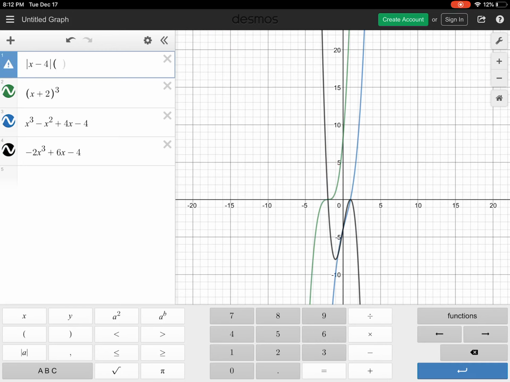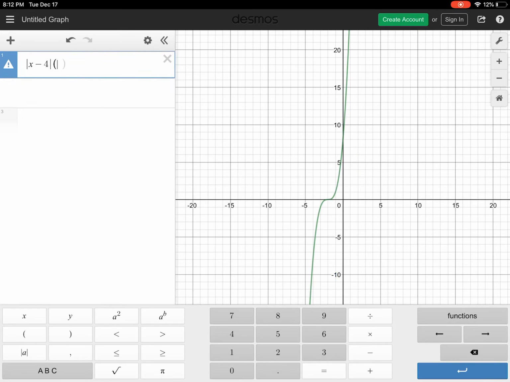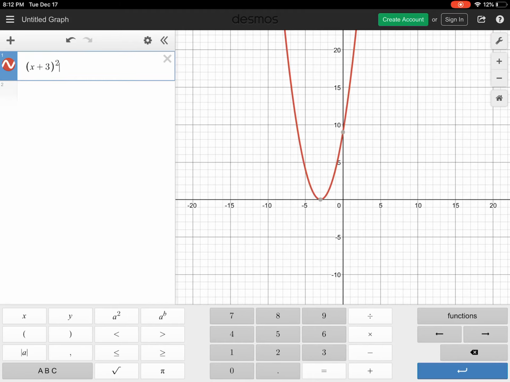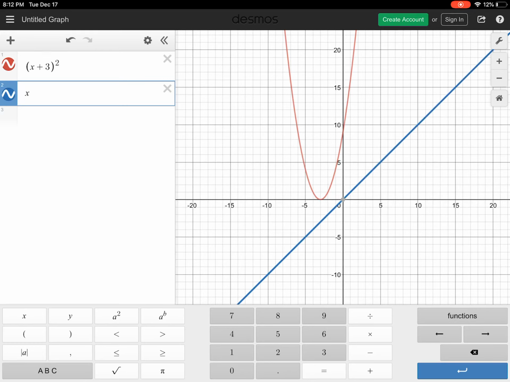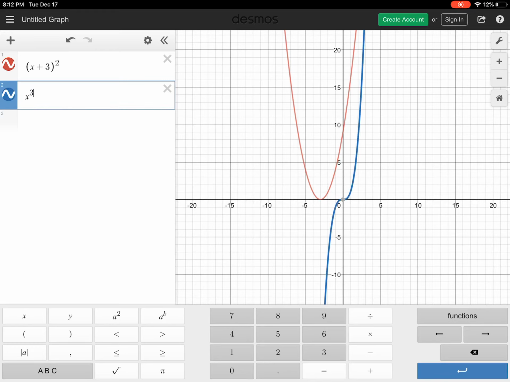So if I have, let's say, I can get rid of all this stuff, I think. What if I have x plus 3 squared? Okay, that one's not going to be symmetrical on the y-axis. Okay, odd functions. X to the third power. There's an example of an odd function.